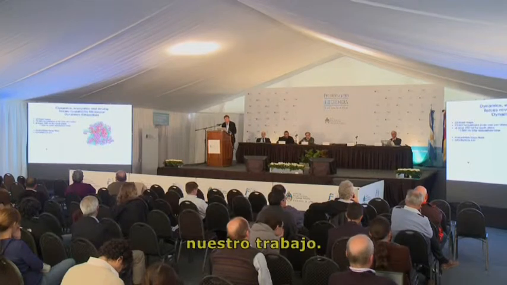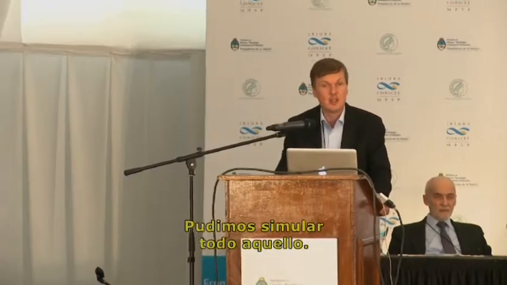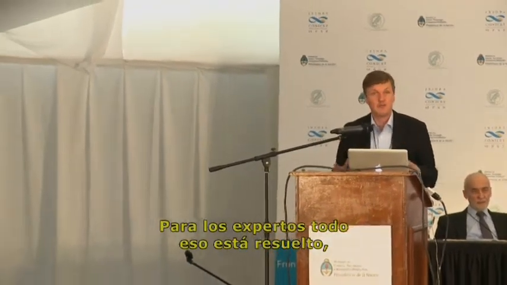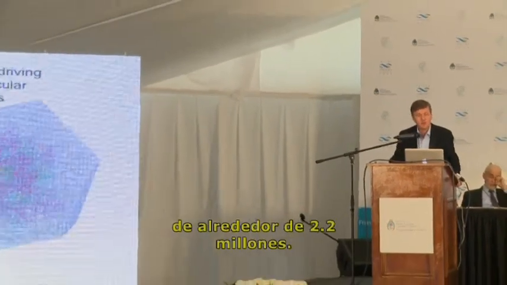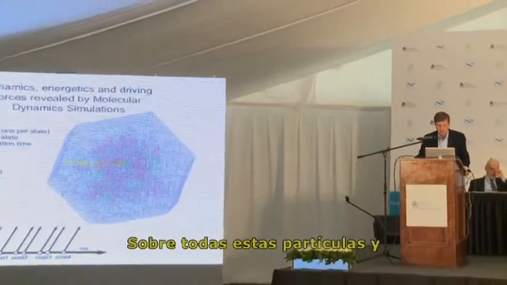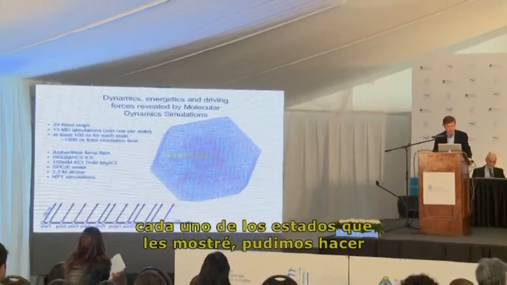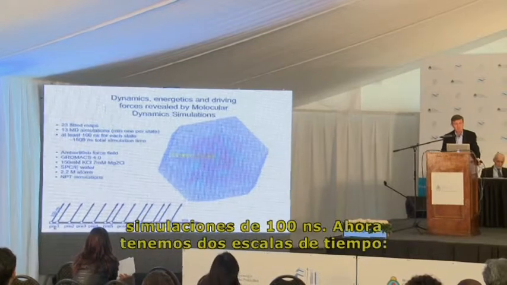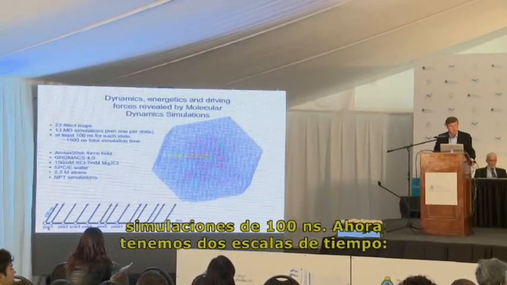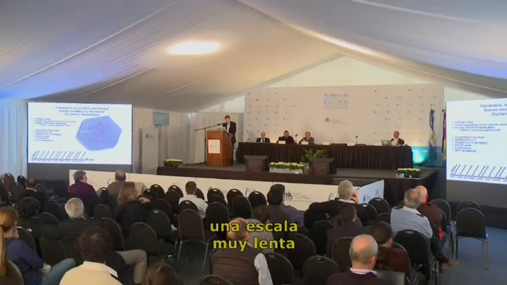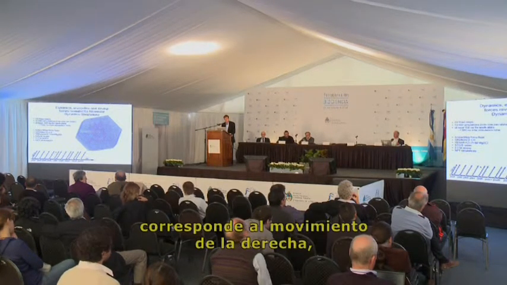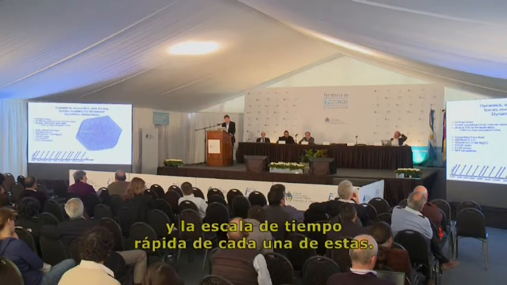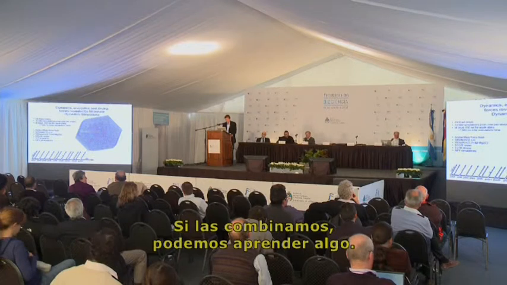Now, from all that, we were able to carry out simulations, all fully solvated with all the ions, etc. A huge system of about 2.2 million particles, and from each of these states which I've shown you, we spawned 100 nanosecond simulations. So we now have 2 time scales. We have the very slow time scale spanned by the EM data, corresponding to the turnover rate, several per second, and we have the fast time scales from each of these, and we can learn something by combining those.